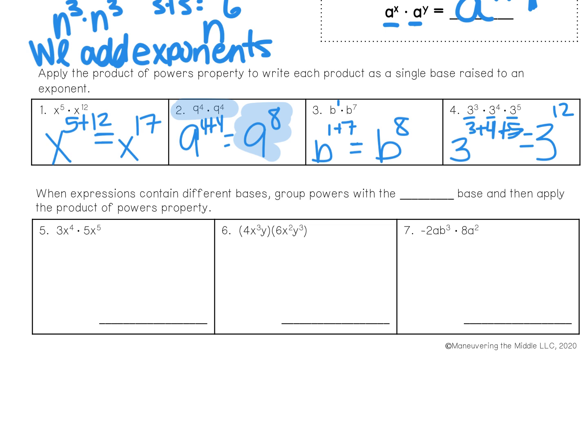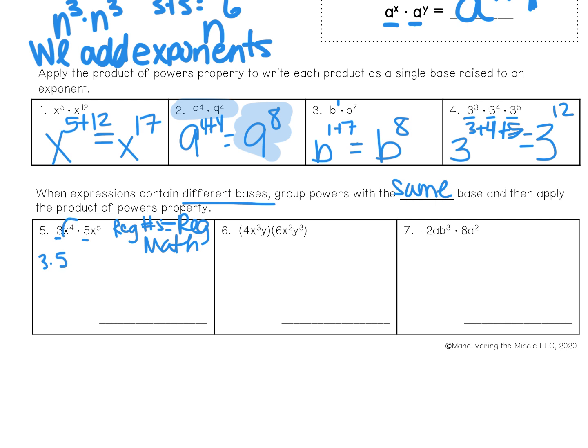When expressions contain different bases, group powers with the same base. So same big numbers together, and then apply the power rule. So here's what we need to realize. We have 3 times 5. So regular numbers, if we have regular numbers, we're going to have regular math. So what this is saying, I have different bases, so I'm going to write them separately, 3 times 5.